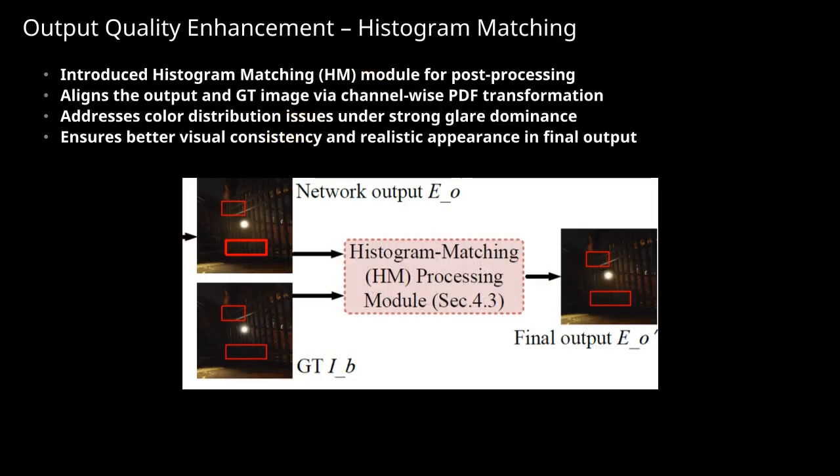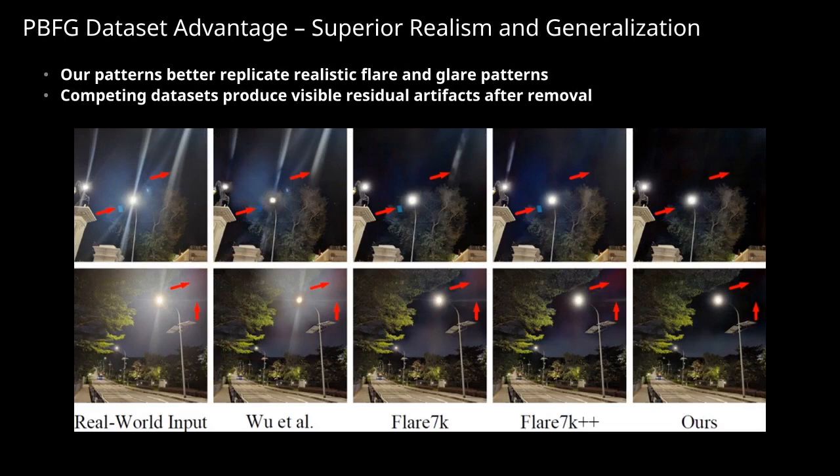When strong glare dominates a scene, the output color distribution may deviate from the ground truth. The HM module aligns the output and reference images using channel-wise histogram matching, ensuring realistic color consistency and natural visual tone. To test generalization, we trained identical models on different datasets.